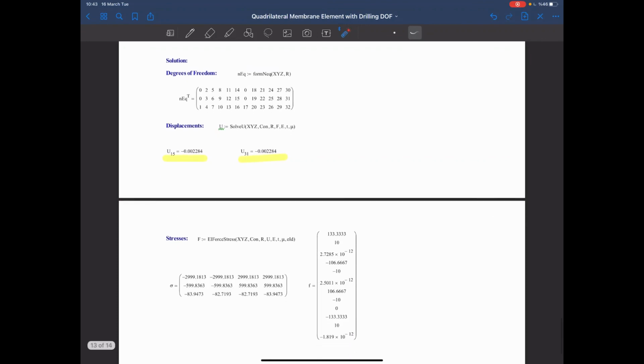And we can say that we have the drilling degrees of freedom in this element that eliminate the locking and also give good results, very close to the results with the incompatible membrane element.